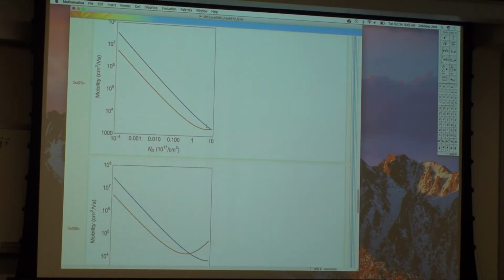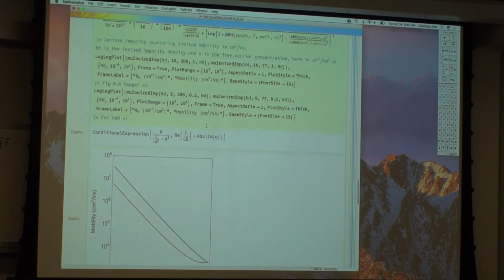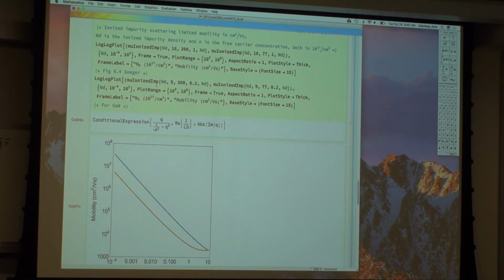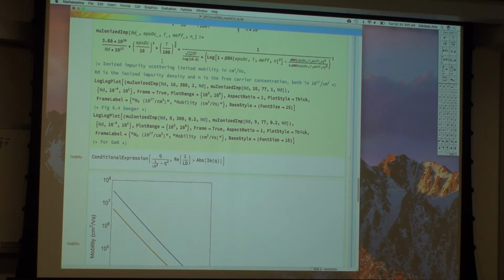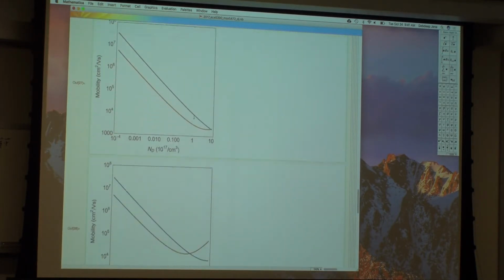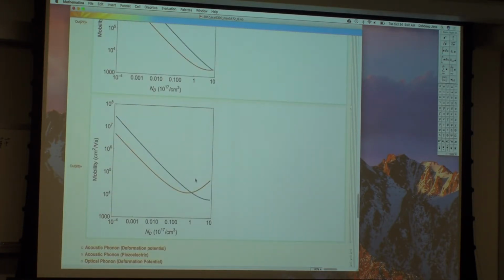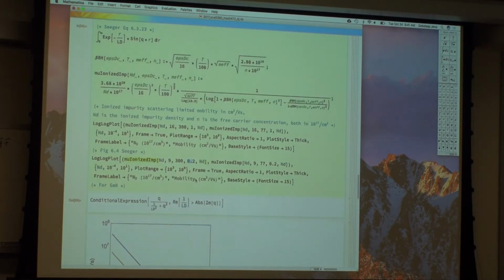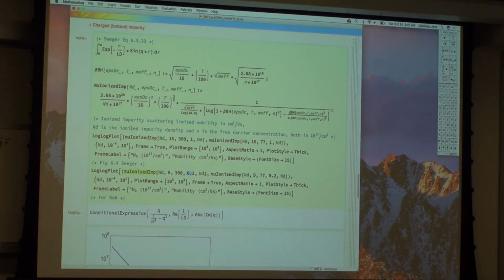Okay, and what you're seeing here is I've plotted it for I think two kinds of semiconductors. One of them I'm just plotting as an effective mass of 1, the other as 0.2. So let's just look at this one, ionized impurity scattering. And there are actually two formulations of ionized impurity scattering. I think that's what I've done here.